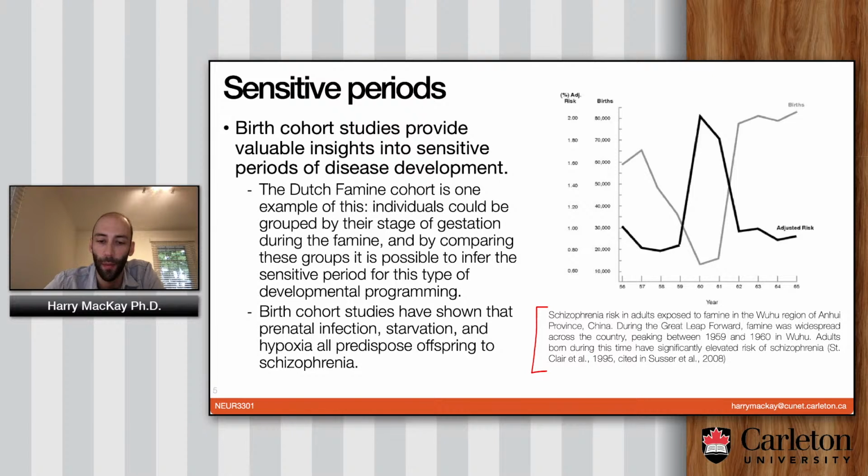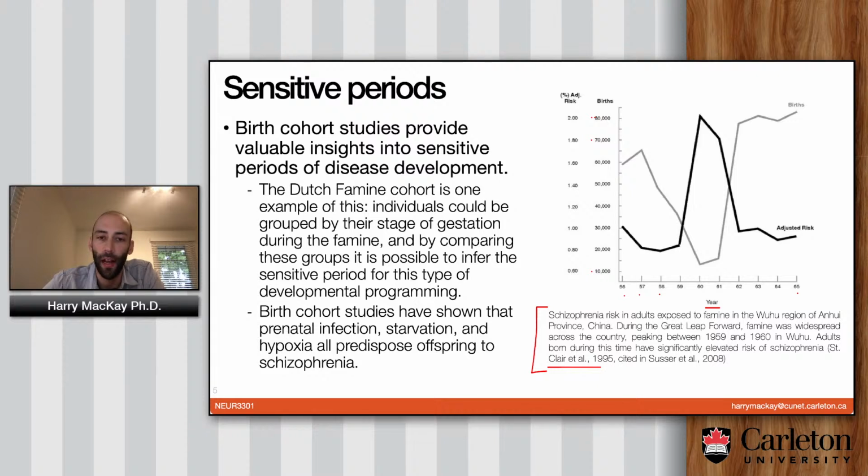This comes from St. Clair et al. in 1995, when they did this study. Here on the x-axis we have years, so 1956, 57, 58, etc., all the way up to 1965. On the y-axis we have births. One scale is births, ranging from 10,000 to 80,000.